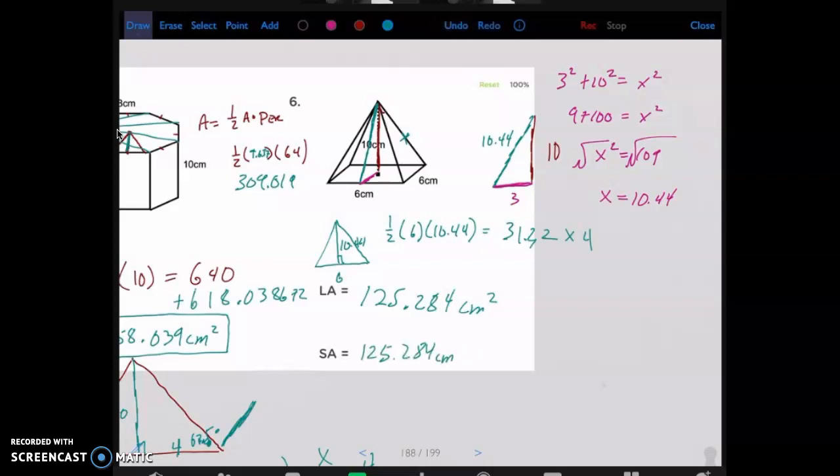To find the total, I take the lateral, plus the area of the base, which is base times height, 36. 161.284 centimeters squared. 12 minutes, under 15. Boom.